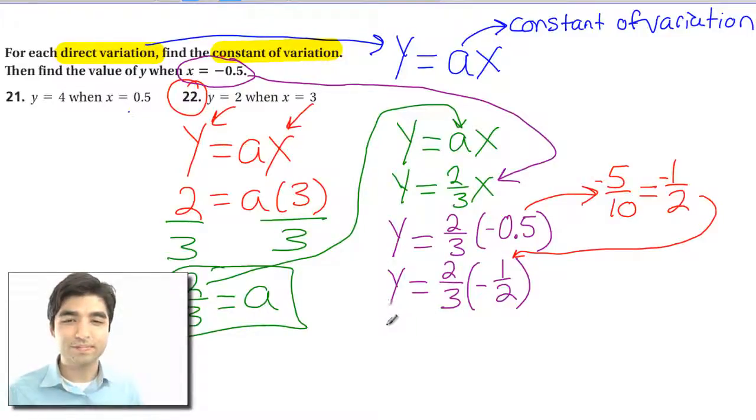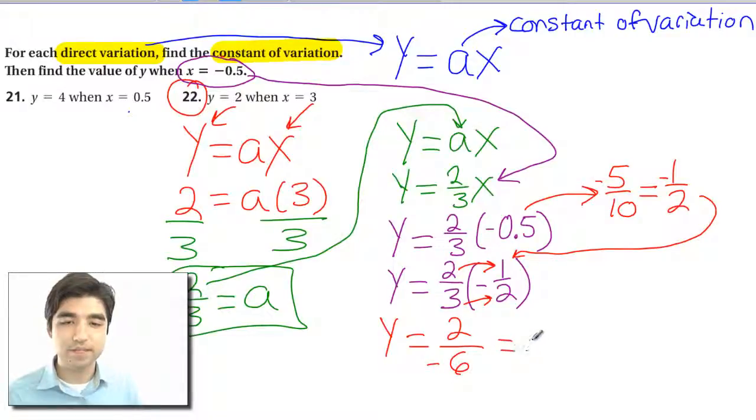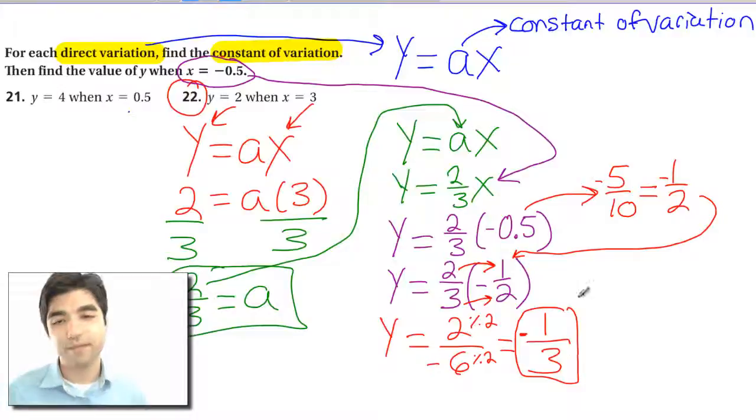The last step is we just need to multiply these two things. When you multiply fractions, you just multiply straight across. So 2 times 1 equals 2, and 3 times negative 2 equals negative 6. We can reduce 2 over 6 by dividing by 2 up here and by 2 down here. 2 divided by 2 equals 1, and 6 divided by 2 equals 3. And then we have our negative sign. So the answer is negative 1/3.